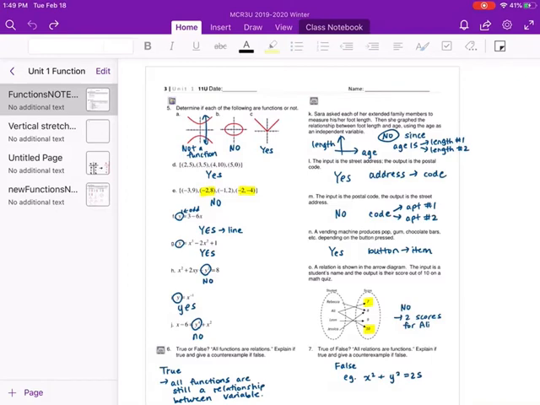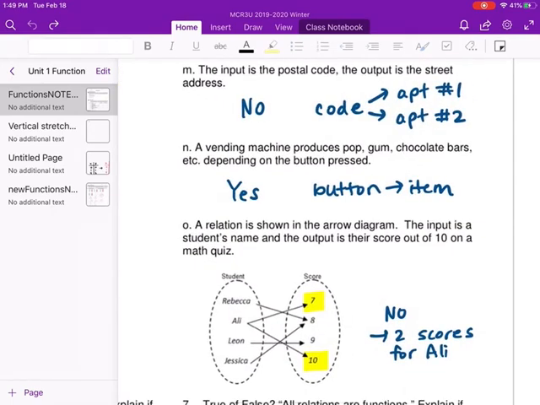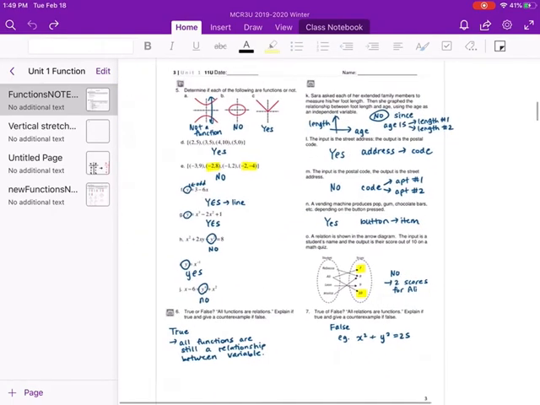For N, yes, if you press one button, you're going to get one unique output: a pop, a gum, a chocolate bar. Oh, well, you notice that there are 2 scores for Ali. That is not a function.